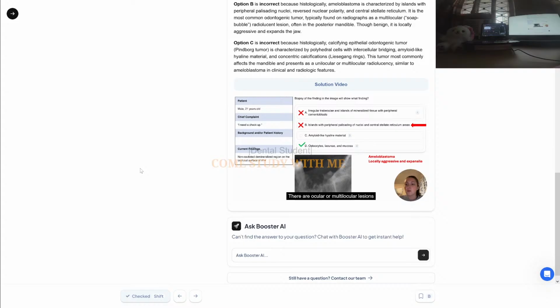Radiographically, there are unilocular or multilocular lesions with well-defined borders and a soap bubble or honeycomb appearance, as you can see in this image. Treatment depends on the size, but involves aggressive curettage or resection with reconstruction.